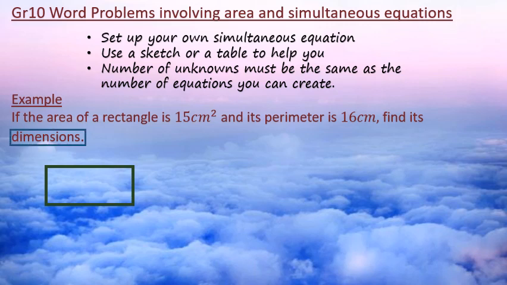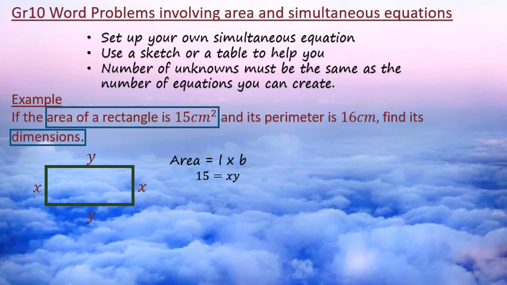I'm going to call these dimensions x's and y's. So there you can see my width or my breadth is an x, while the length is a y. Now let's look at the information that's been given to us. The area of a rectangle is 15 centimeters squared. If you look at this x and y, can we perhaps write down an equation that equals 15? Well, you know that area is length times breadth, and we've been told that length times breadth is 15. So I've said 15 centimeters squared is equal to x times y, which is length times breadth, and I've called that equation number 1.